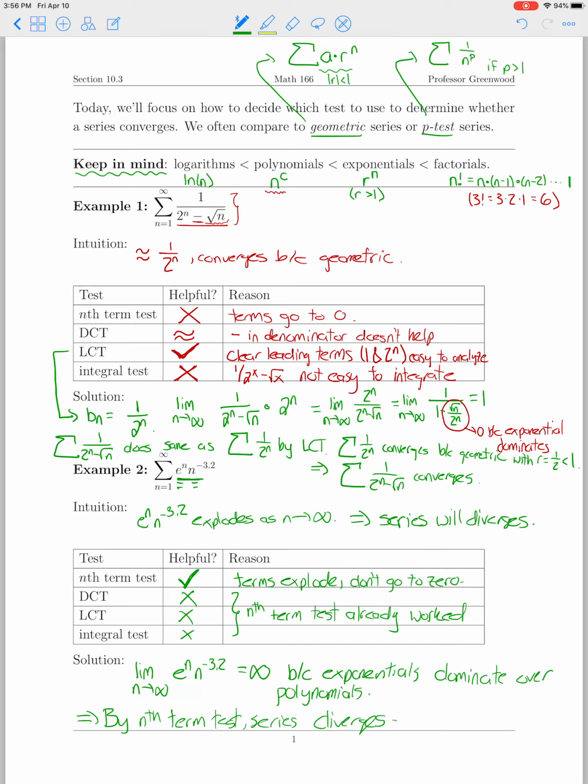All right, so in a minute, we'll look at some other examples where they're very close to these series, but you might want to use other tests.